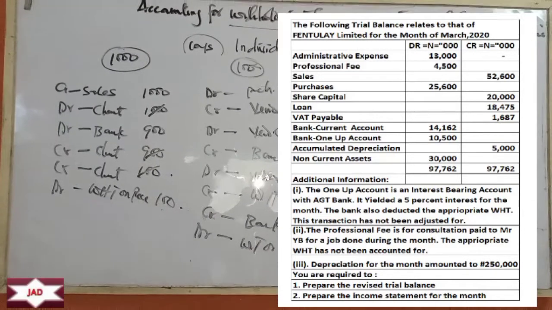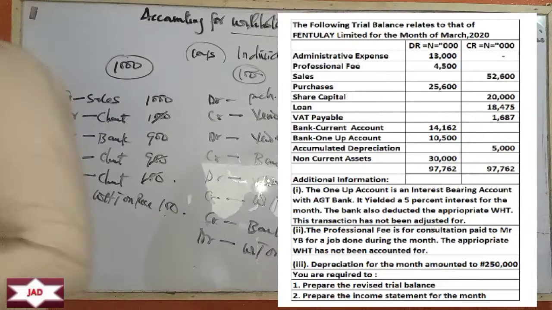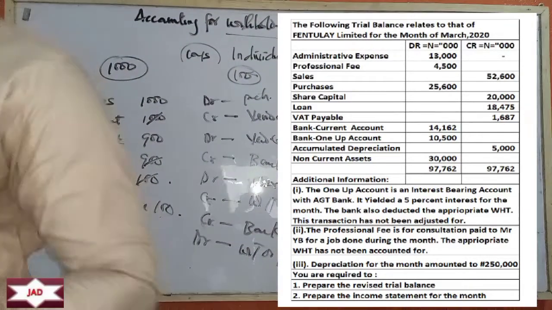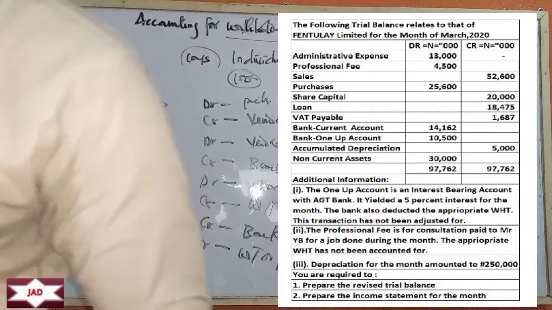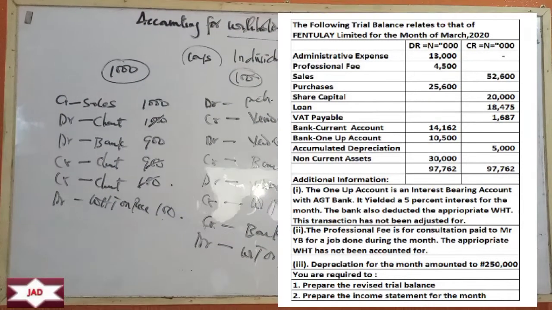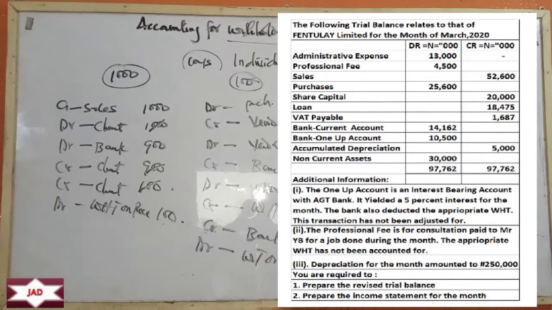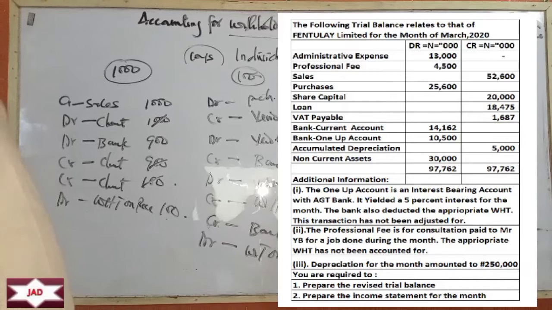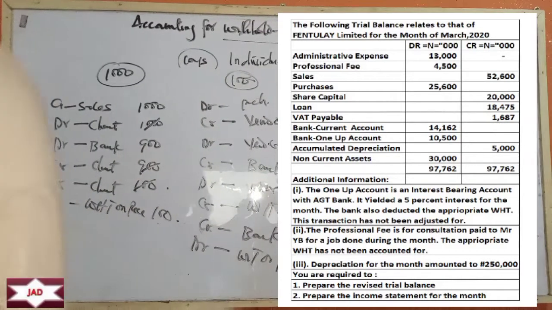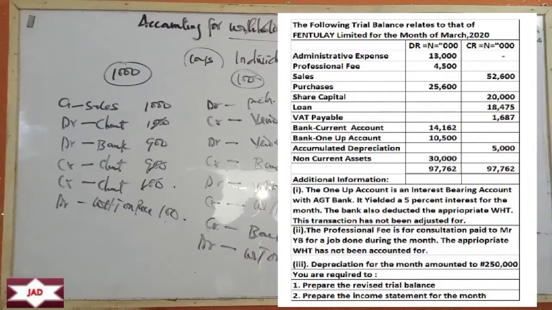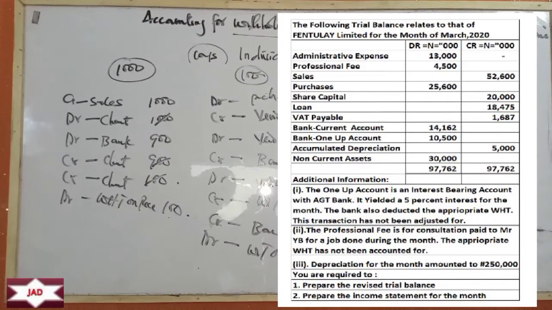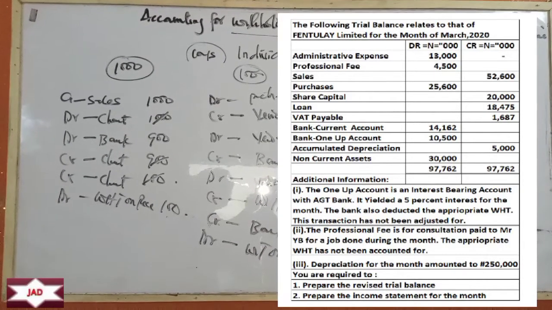Then we have additional information. The one-up account is an interest-bearing account with AGT Bank. It yielded 5% interest for the month. The bank also deducted the appropriate withholding tax. This transaction has not been adjusted for. Then two, the professional fee is for consultation paid to Mr. YB for a job done during the month. The appropriate withholding tax has not been accounted for. Then depreciation for the month amounted to 250,000 naira. You're required to prepare the revised trial balance and the income statement for the month.